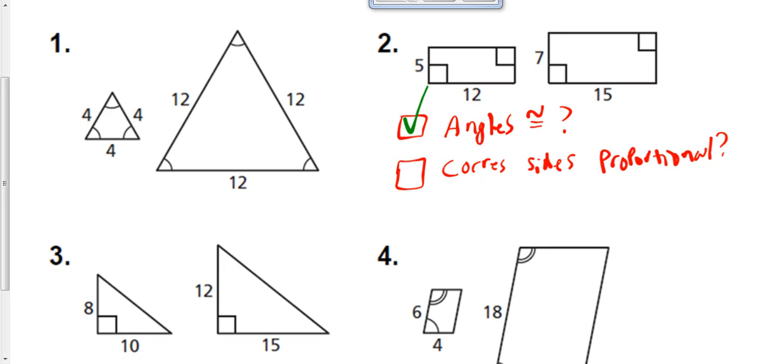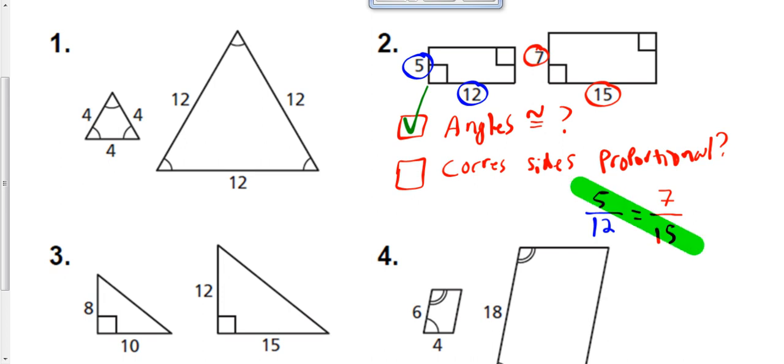So how do we do it? There are a lot of ways you can set this up, but why don't we take the short side over the long side and write a fraction with that. Now over here, we'll do the same thing, short side over the long side. What we're looking to do is multiply diagonally, the cross products, and if they come out to be the same, then we'll be in good shape.